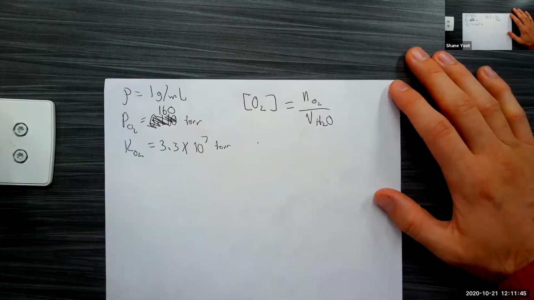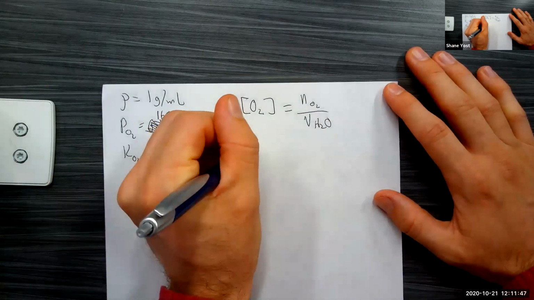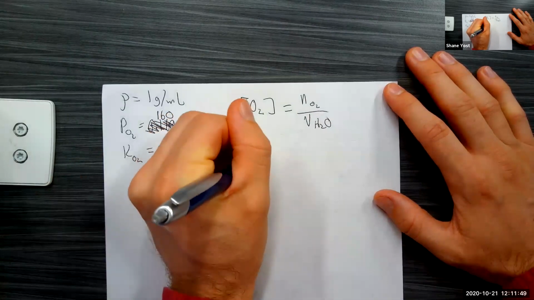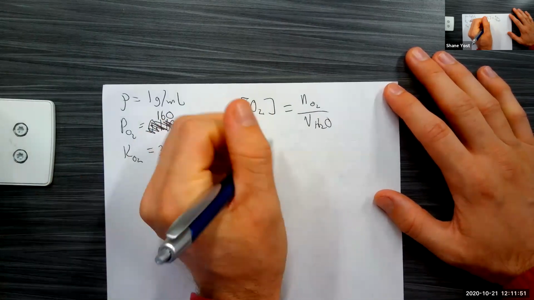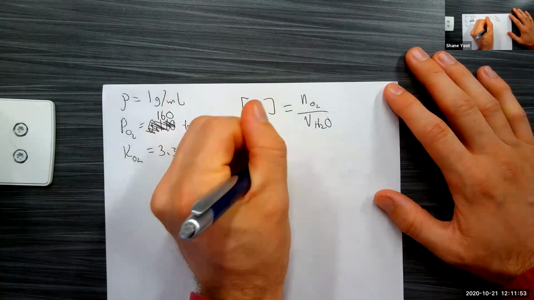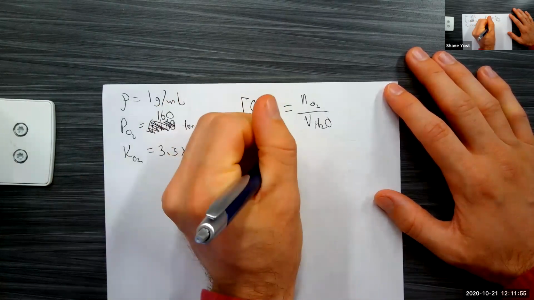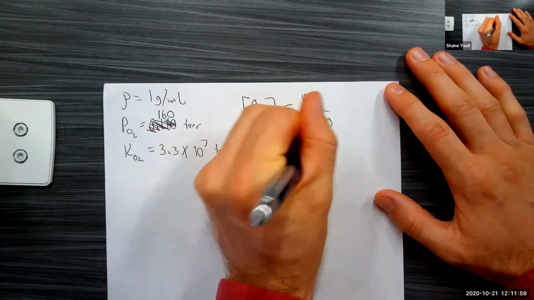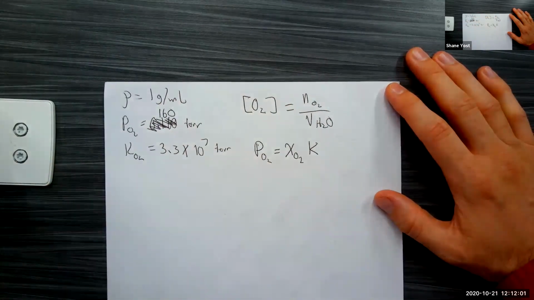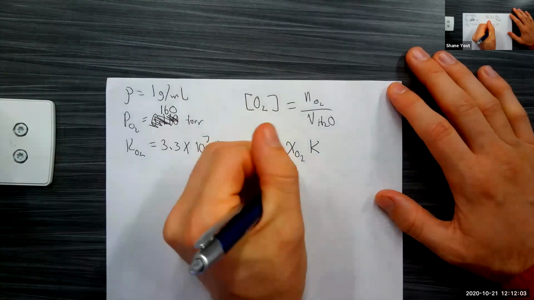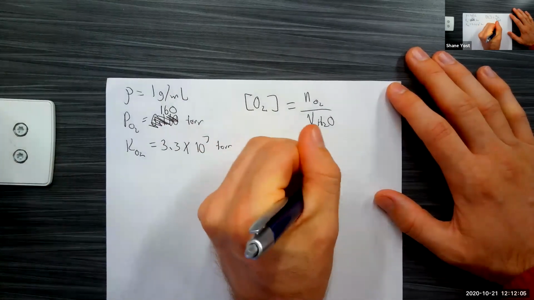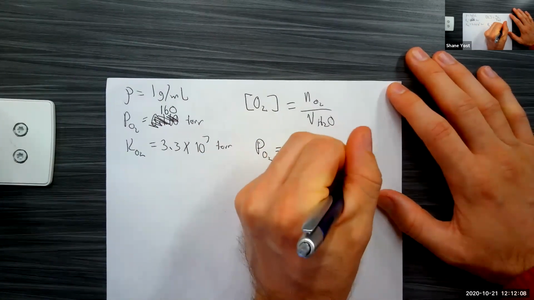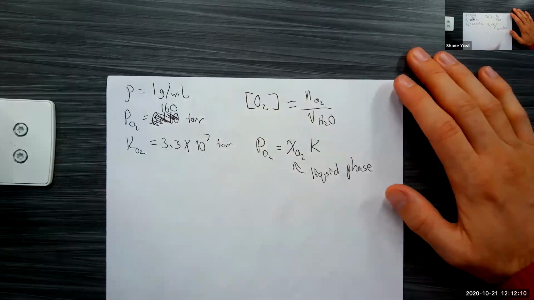So we know that the pressure of O2, the vapor pressure of O2 above the liquid, has to equal the mole fraction of O2 times Henry's law constant. The mole fraction of O2 in the liquid phase. Now this is true.